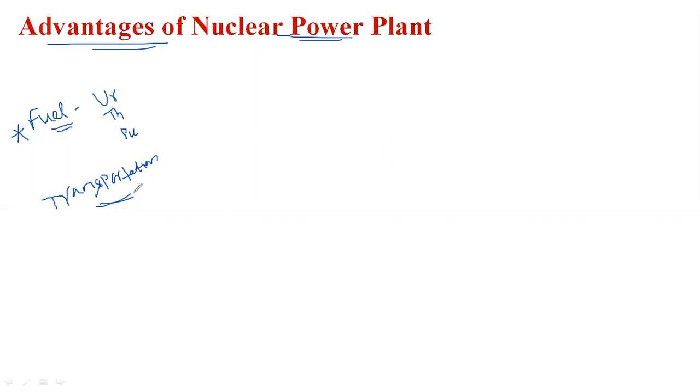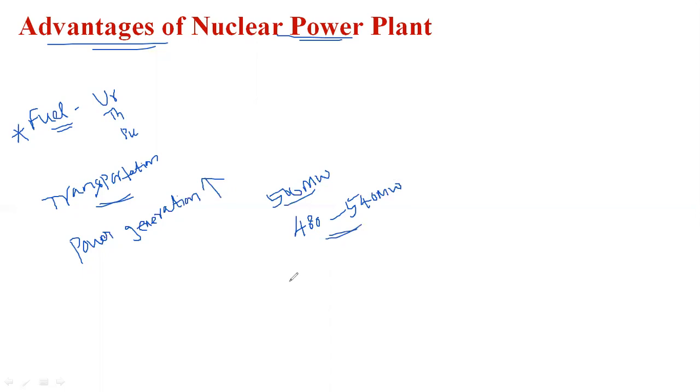Compared to the thermal power plant, a huge amount of power is generated; the power generation is maximum. One more advantage is that it is used for both base load and peak load. Just suppose the power plant capacity is 500 megawatt. Actually, we can generate a maximum power from 480 megawatt up to 540 megawatt.